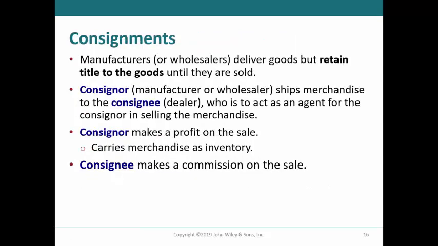When manufacturers, consignors, consign goods to dealers, consignees, they transfer goods but retain title to them. No revenue is reported by the consignor at the time of delivery of the goods to the consignee. The manufacturer consignor continues to carry the merchandise as inventory on its books until the goods are sold by the consignee. The consignor records revenue at the point of sale, and the consignee makes a commission on the sale.